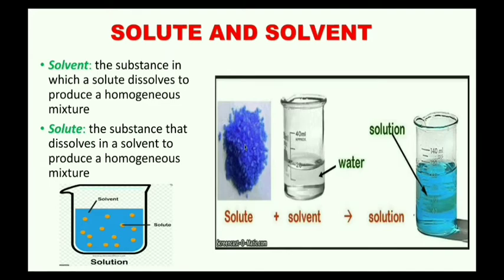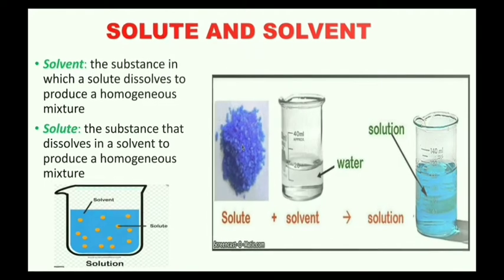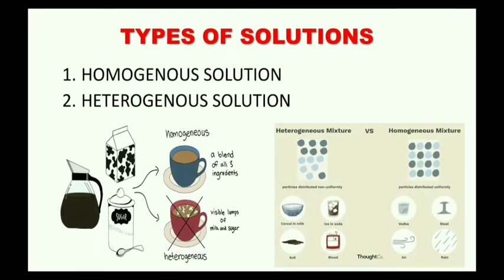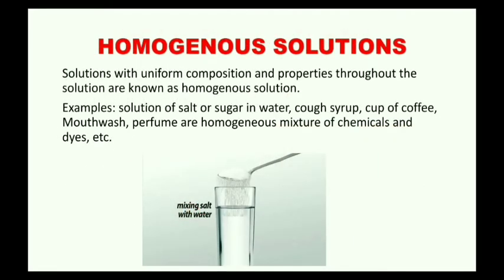So now we have understood what are solutions, and we have also understood the two components of solutions, that is solute and solvent. Now next we are going to study what are the two types of solutions. So there are two types of solutions. They are homogeneous solutions and heterogeneous solutions. So we'll be learning both types of solutions. So firstly, let us look into what are homogeneous solutions.